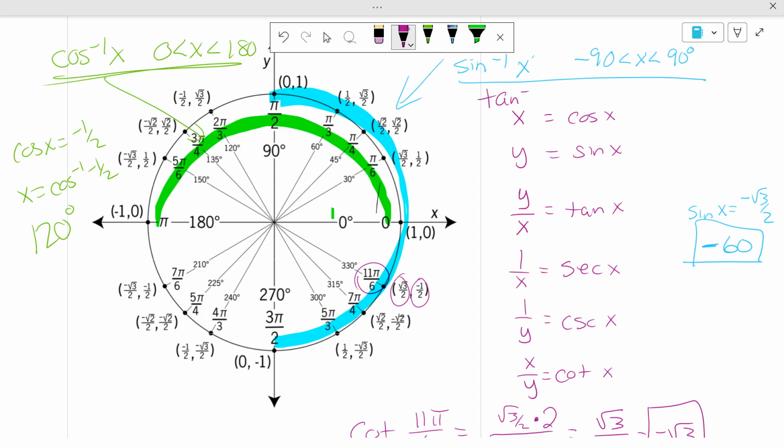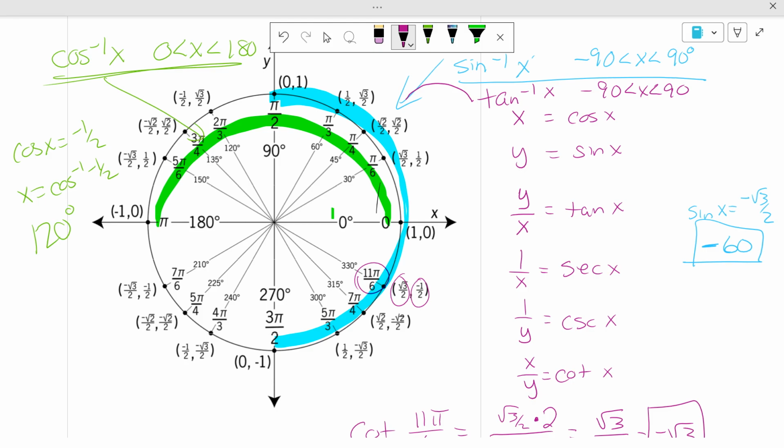Inverse tangent also goes from negative 90 up to 90. So it uses the same area as inverse sine. So inverse sine and inverse tangent use the same areas. Okay? So when you get down to the cofunctions, secant uses the same area as cosine. Cosecant uses the same area as sine. Cotangent uses the same area as tangent. Okay, so their cofunctions use the same areas.